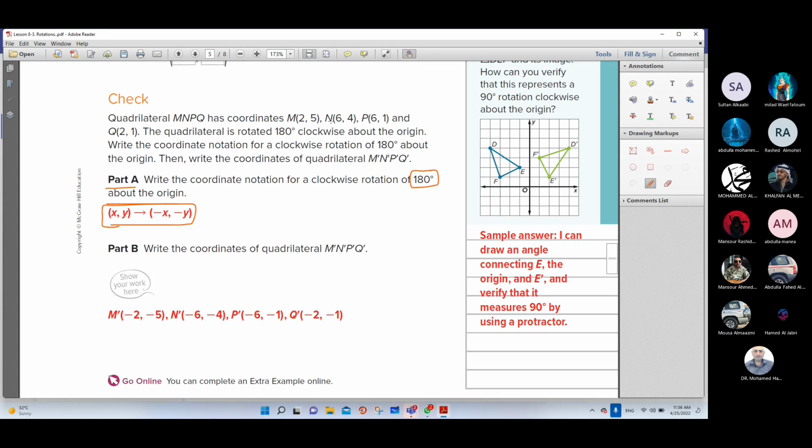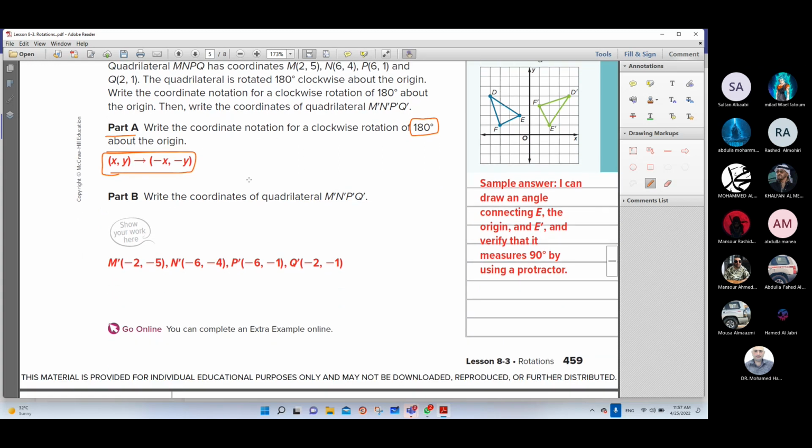N is (6, 4). What is N prime? Take the opposite of 6 and the opposite of 4. The opposite of 6 is negative 6. The opposite of 4 will be negative 4. B: what is B prime? What is the opposite of 6? Negative 6. What is the opposite of 1? Negative 1. So negative 6, negative 1. Q prime: what is the opposite of 2? Negative 2. What is the opposite of 1? Negative 1. So I use this rule when I have 180.